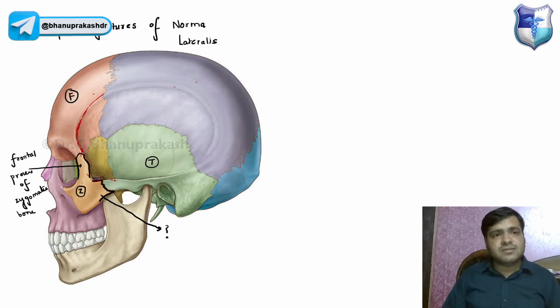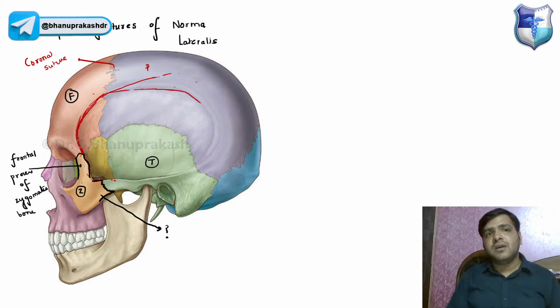Now, see, this line is basically a temporal line which divides as soon as it crosses this suture. You already know this is the coronal suture. It is the coronal suture present between the frontal and the parietal bones. Now, this temporal line starts from the frontal process of the zygomatic bone, and then it crosses the coronal suture and divides into the superior and inferior temporal line. The superior temporal line will go back in the parietal bone and it will fade away.